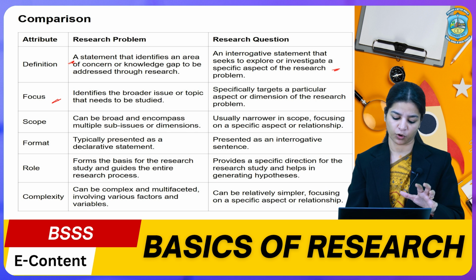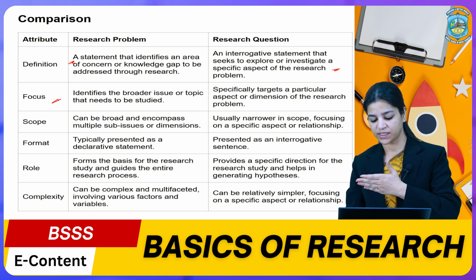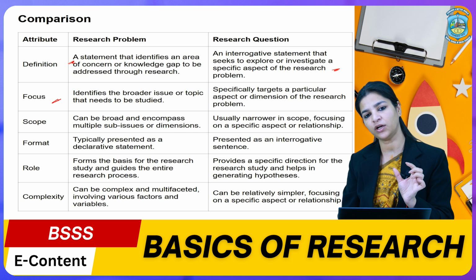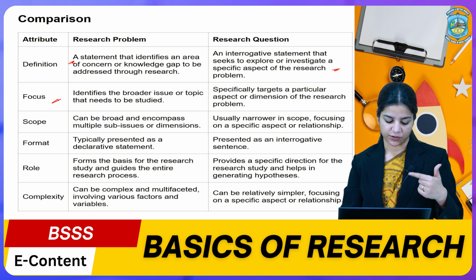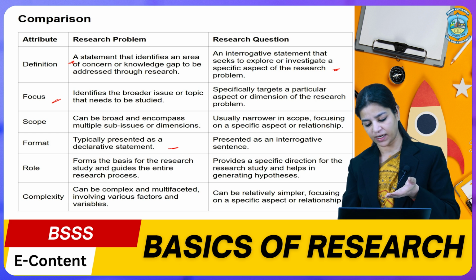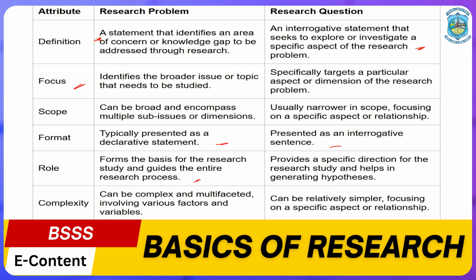Hence, the scope of a research problem is broader and it encompasses multiple sub-issues or dimensions, whereas a research question has a narrower scope focusing specifically on a certain aspect of the research problem. The format of a research problem, as I already stated, is a declarative statement, whereas a research question is an interrogative sentence. The role of a research problem is that it forms a basis of the entire research study and it guides the entire research process, whereas a research question provides a specific direction for the research study and helps in generating the hypothesis for that particular research investigation.